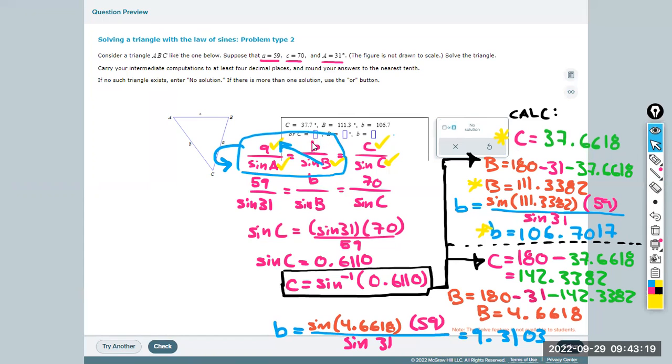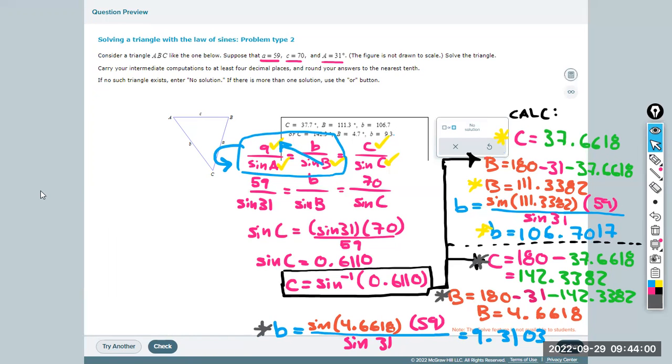This is getting overlapped with my drawings, but for angle C in the second case, I'm going to use a different color. Which one should I use? I'm going to use this one. Angle C is this one, angle B is this one, and side B is this one. So in the other case, angle C is 142.3, rounded to the nearest tenth. Angle B is 4.7, and side B equals 9.3.